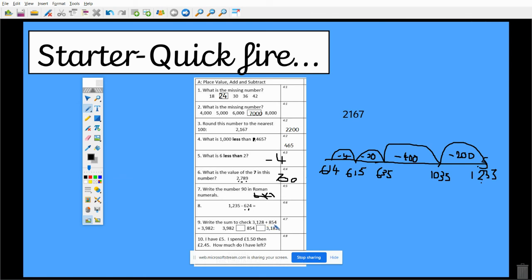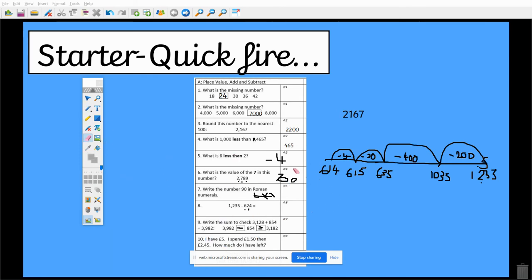Write the sum to check 3,128 add 854 equals 3,982. So in here, we're going to do an inverse sum. We're going to put in some operations to create our inverse. 3,982. What would we need to do? If they've added here, we need to do the opposite. So we need to take away 854, which would get us to 3,128. So we're just doing an inverse sum.